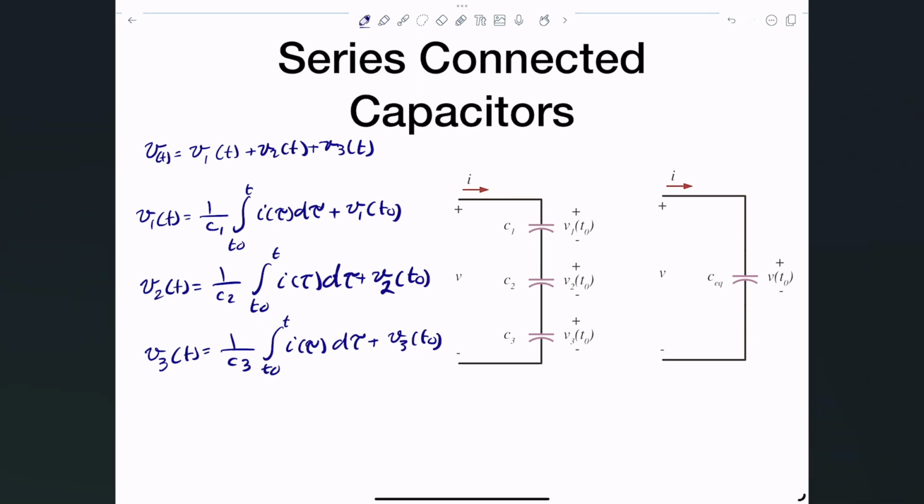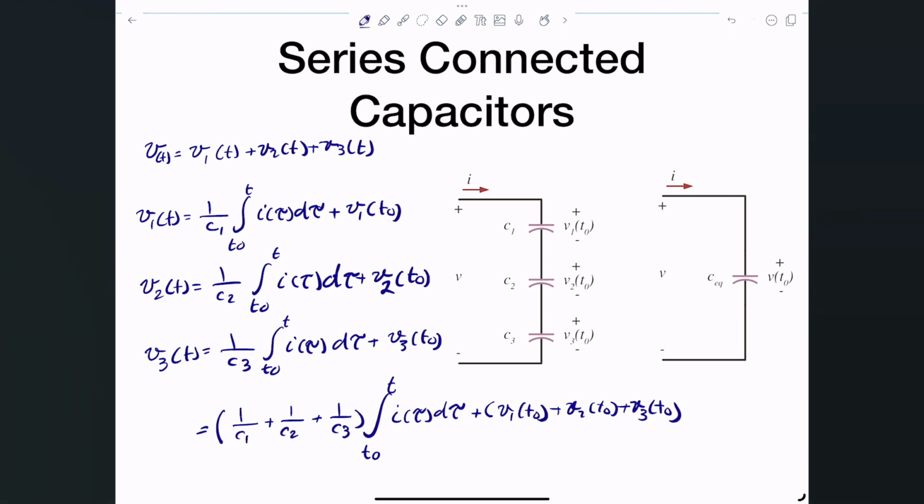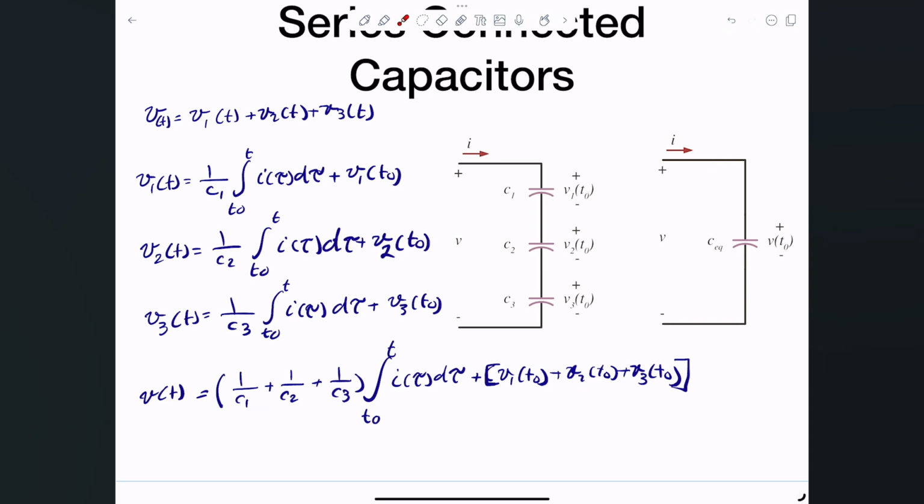So if I actually combine these, basically I substitute the value here for V1, the value here for V2, and the value here for V3, what I'll end up with is the following. I'll end up with something similar to 1 divided by C1 plus 1 divided by C2 plus 1 divided by C3, and all of them are multiplied by the integral from t0 to t of i of tau d tau. Then also all of them will be added to V1 of t0 plus V2 of t0 plus V3 of t0. I can put these in square brackets, and that will be the V of t. All right, so this is what we get from this particular circuit.